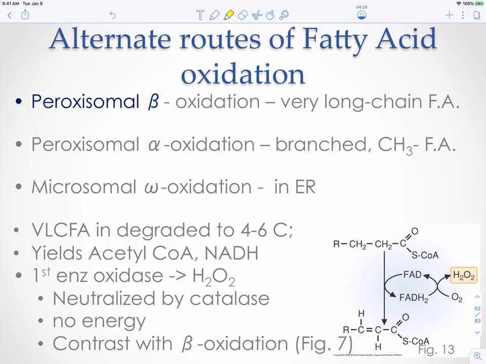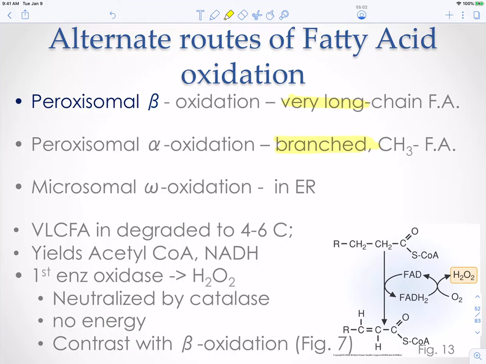So beta oxidation occurs mostly in your mitochondria, and that's because most of our fatty acids are long-chain fatty acids. However, some fatty acids are called very long-chain fatty acids, so they cannot get into the mitochondrial matrix through the carnitine process, and so those have to be oxidized in the peroxisome. Others that cannot are branched-chain fatty acids. The enzymes for metabolizing those branches are not in the mitochondria, and so those are only found in the peroxisome.